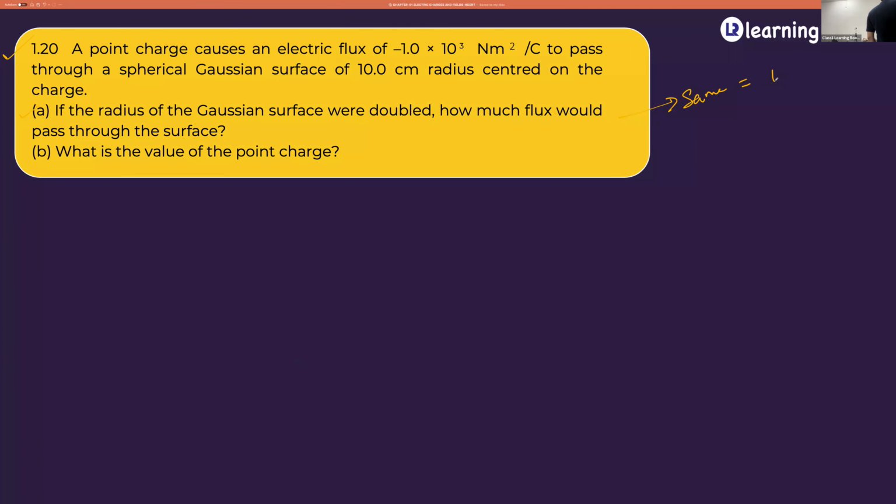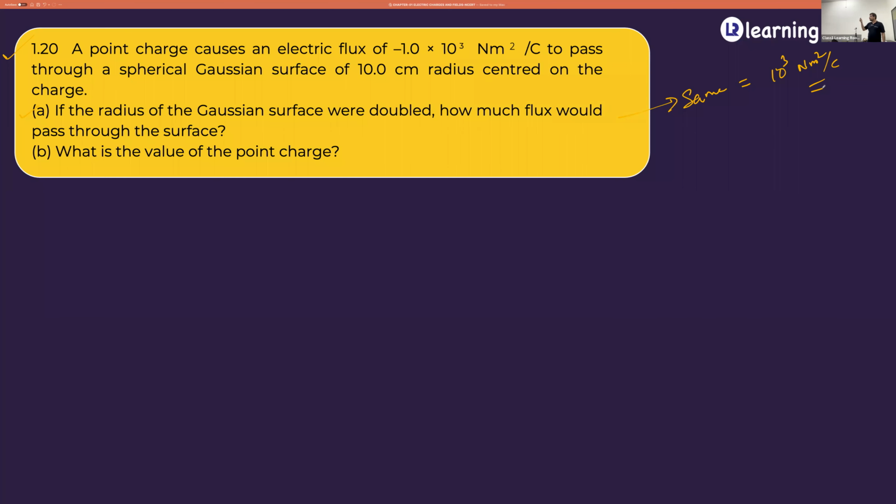same, -1 into 10 power 3 Newton meter square per coulomb. Because the initial flux was -1 into 10 power 3 Newton meter square per coulomb, right? However much you are going to increase the dimension of the Gaussian surface.